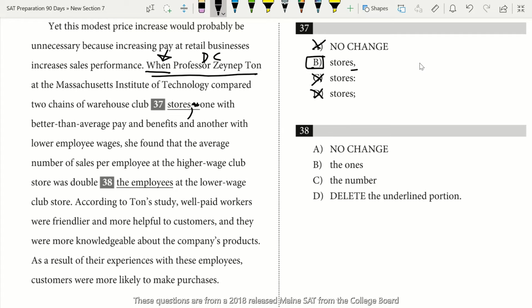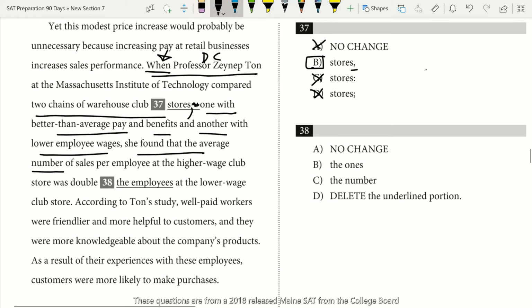Now here we get into our second tip. Now this tip is really the one that, in my opinion, is a really good thing that you need to know, and it's a good strategy, and I really want to take some time and explain it here. So when we have, he's comparing two chains of warehouse club stores, one with better average pay and benefits, and another with lower employee wages, she found that the average number, okay, and I'm going to put this in green because this is what I want to focus on. She found that the average number of sales per employee at the higher wage club was double, and then I have a subject right here. Okay, I'm going to draw that in black so you can see where my arrow is pointing. Okay, see right here, this is my subject.